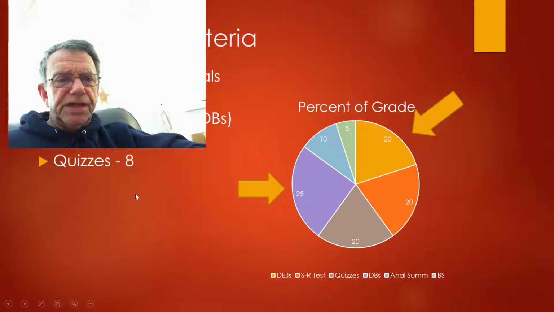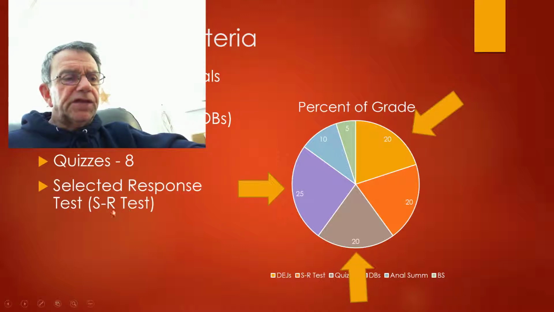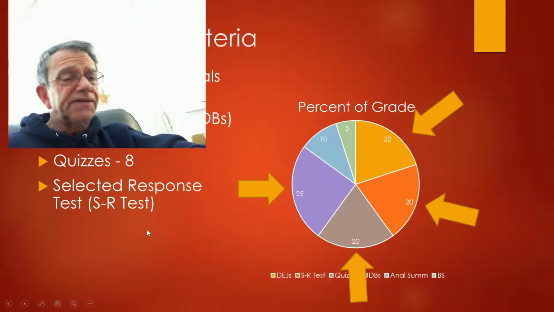I have several quizzes. I'm not sure if there are 8, but I think there are 8 quizzes, and they will also be 20% of your grade. The selected response test that you create will be 20% of your grade. We're going to spend a lot of time on that. You're going to have at least 3 chances to revise your draft test before you submit it to me for a grade.